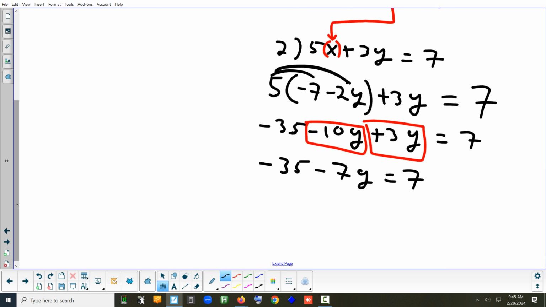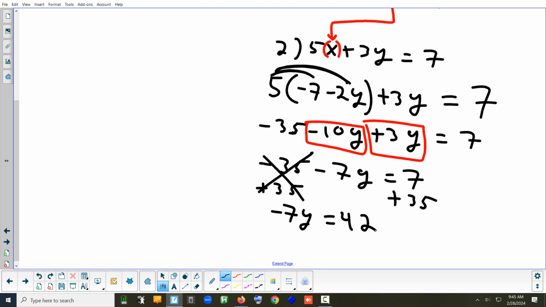Yep. Now what are we going to add? 35. We're going to add 35. Negative 35 plus 35 is 0. What's still on the left side? Negative 7y. And what's 7 plus 35? 42. Excellent. And we are going to get a nice answer.